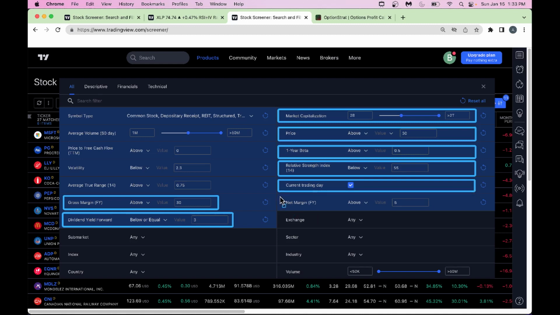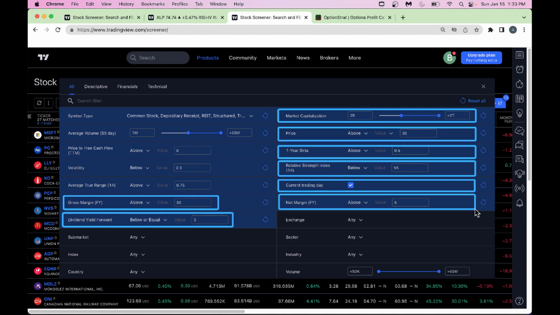And one more very important one is really net margin. I'm choosing the net margin above 5%. This tells me these companies are making money. These are not some no-name company making no money. So that's why it's very important, especially in this market, for the company to make money. So that way we look at fundamentally good companies. That's pretty much here. That's my criteria.